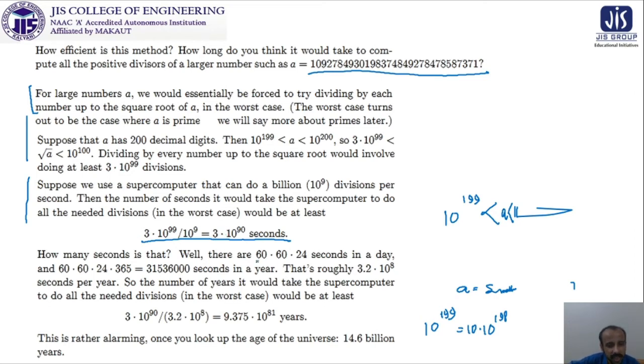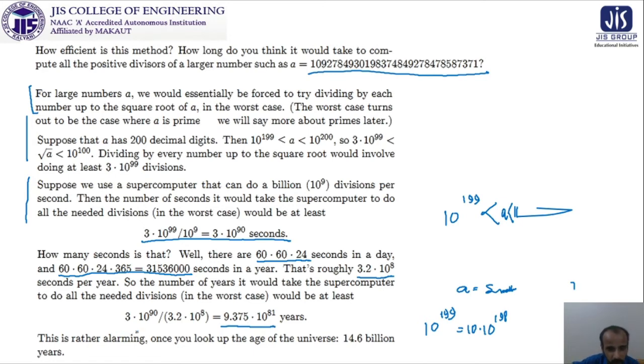In a day we have 60 into 60 into 24 seconds, and in a year we have 3153600 seconds. That is roughly 3 into 2 into 10 to the power 8 seconds per year, and we need 3 into 10 to the power 90 seconds. So if I divide 3 into 10 to the power 90 by 3 into 2 into 10 to the power 8, then we will see that we need 9.375 into 10 to the power 18 years.